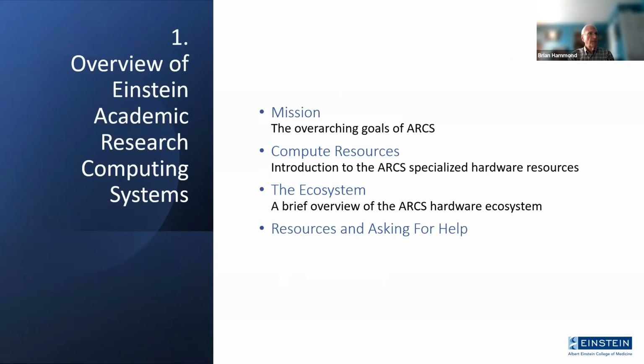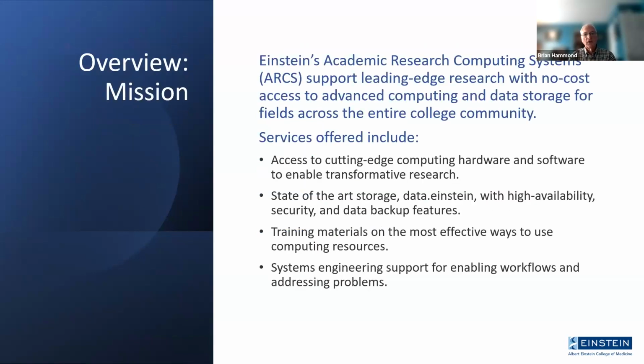Okay, so let me just first talk about what we're trying to accomplish here. What we tend to talk about is Einstein's academic research computing system. So academic research as opposed to the hospital's clinical medicine. We don't run things like a hospital would run things. We run things specifically around academic research, and try to give people as much access to anything that they need as possible. So we try to put together and keep our systems up to date.